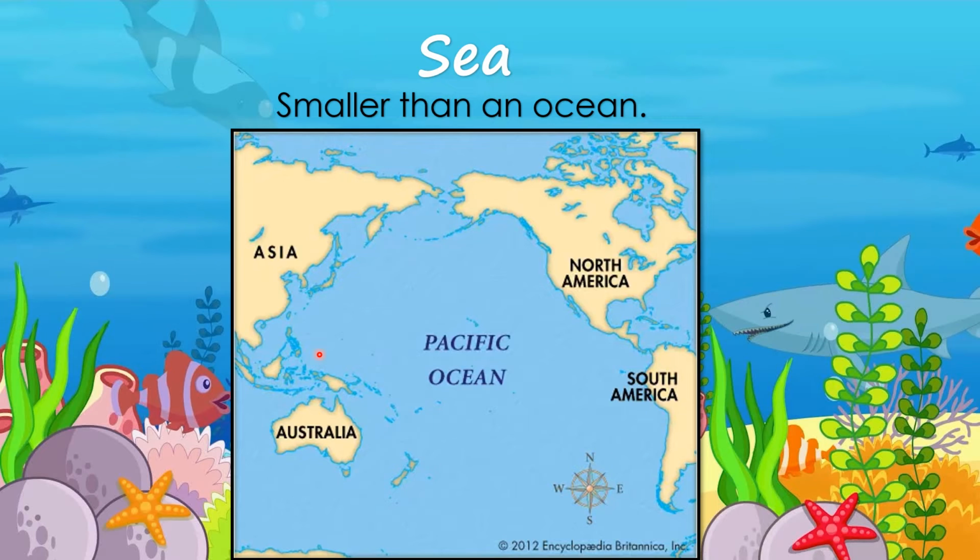Coral reefs can be found in these water forms. There are coral reefs here because this is the ocean, and the sea is smaller than the ocean, and we can find coral reefs. They are homes of the different kinds of fishes.